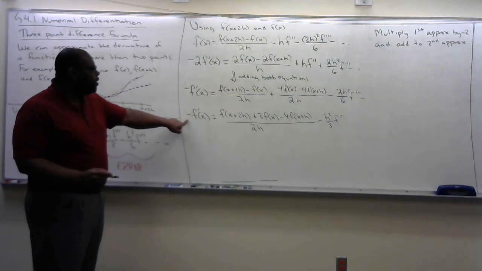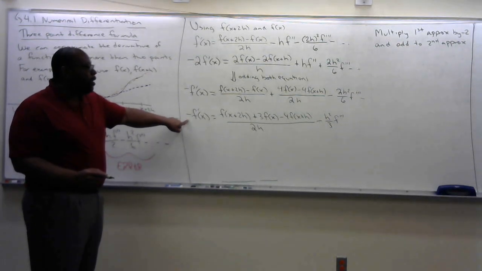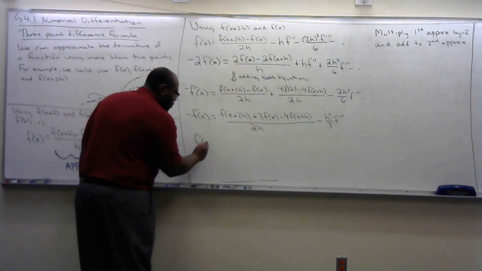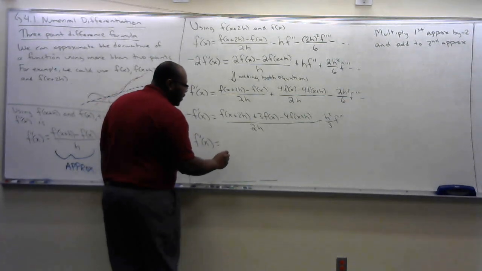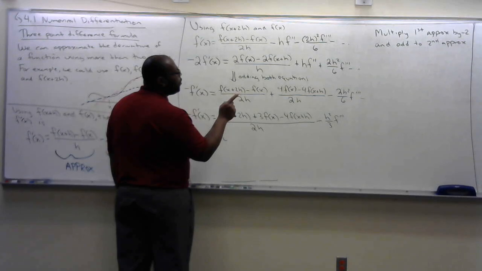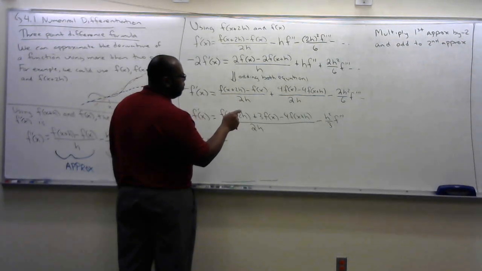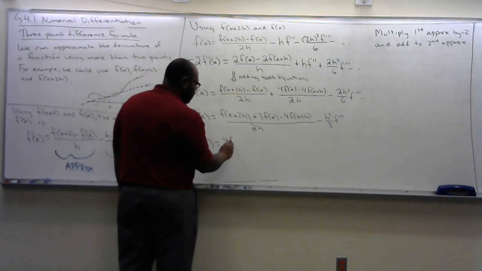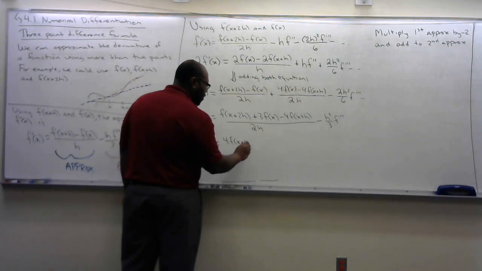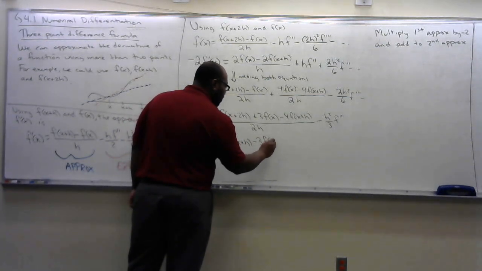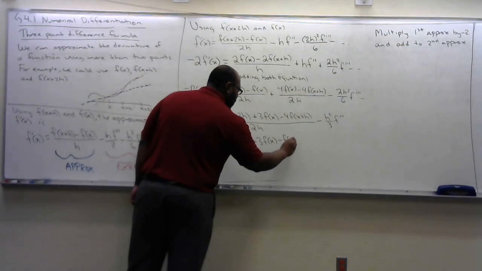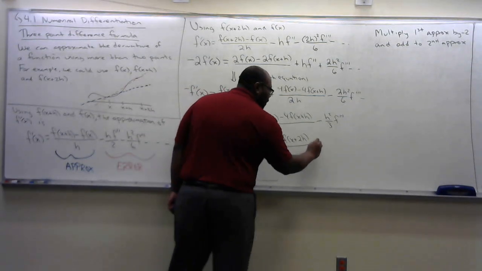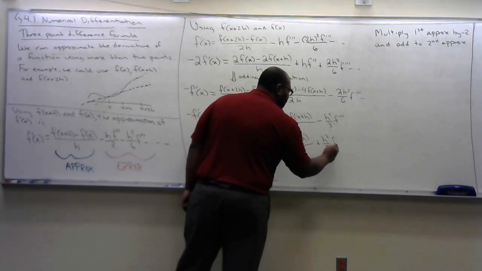And guess what? I have a negative on this f prime, so what am I going to do? Multiply everything by negative 1. So it looks like this. Some of you guys are screaming at me. Where did I? No, I think I'm good. So I get 4 f of x plus h, minus 3 f of x minus f of x plus 2h, all over 2h plus h squared over 3 f triple prime.